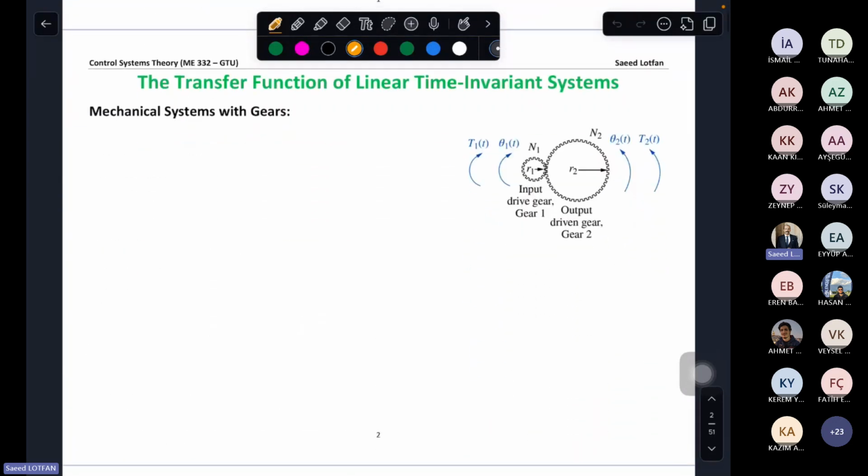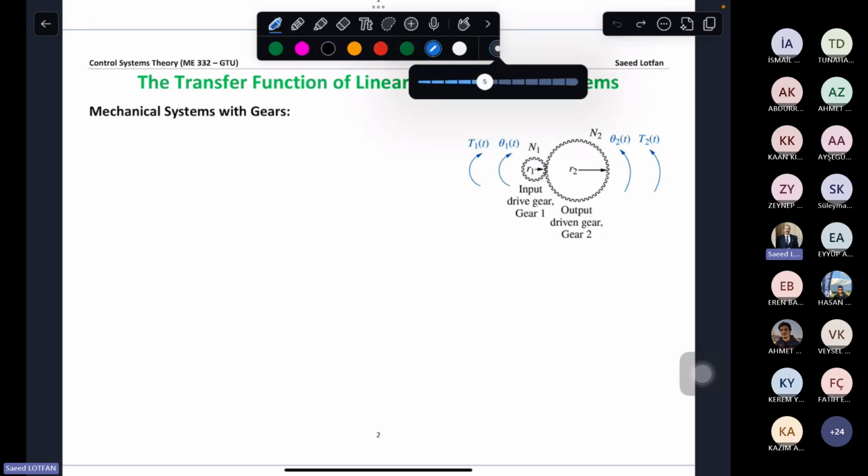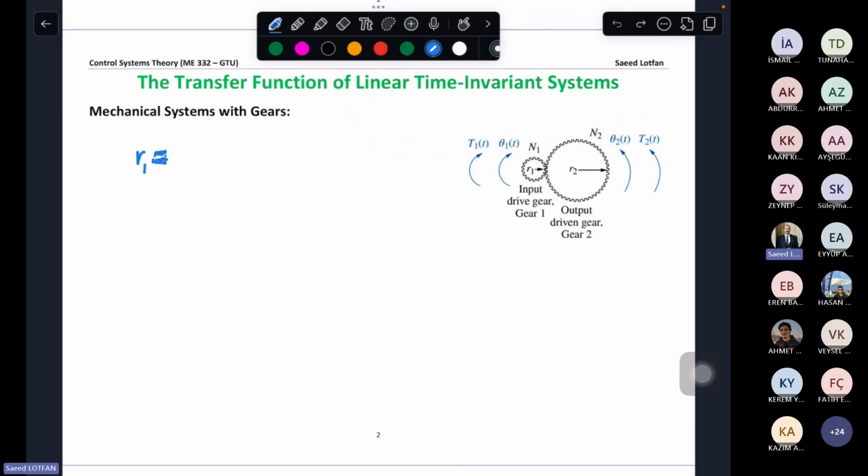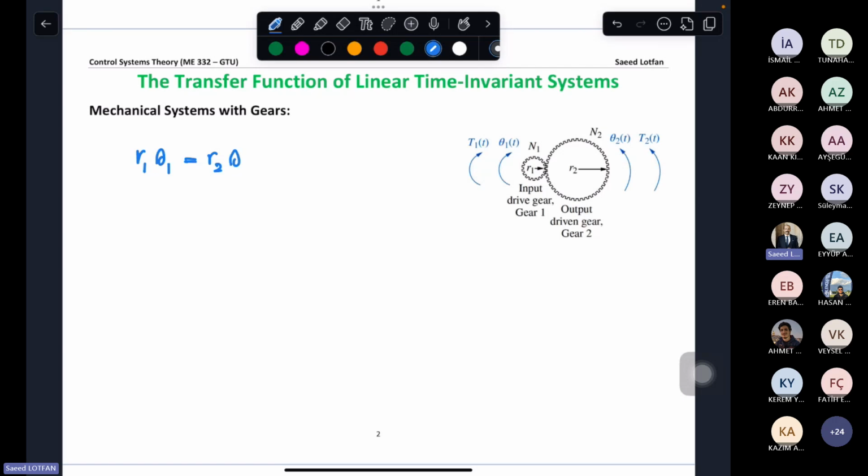So the simple one is the mechanical systems with gears. We want to overview the governing equations that we have. According to the continuity, we know that R1 theta 1 is equal to R2 theta 2.